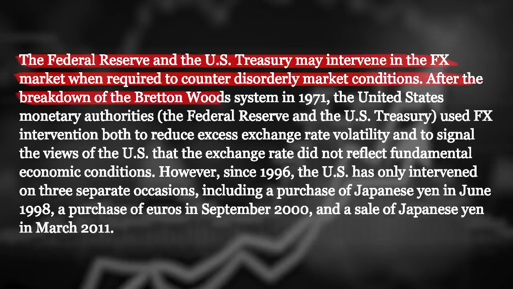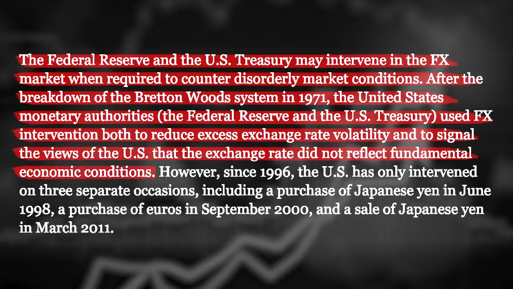After the breakdown of the Bretton Woods system in 1971, the United States monetary authorities, the Fed and the Treasury, used FX intervention both to reduce excess exchange rate volatility and to signal the views of the United States that the exchange rate did not reflect fundamental economic conditions. So much for free market capitalism. However, since 1996, the U.S. has only intervened on 3 separate occasions. At least that's what they're willing to admit to. Including a purchase of Japanese yen in June 1998, a purchase of euros in September 2000, and a sale of Japanese yen in March 2011.